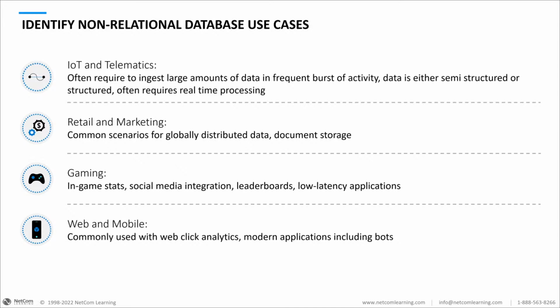So how to identify non-relational databases, and a use case for why I would want to use one. IoT: we mentioned earlier on that IoT can be used with relational databases, but generally speaking, because of the amount of data being collected from an IoT or telematics type of device, it's going to be frequent large bursts of data and large bursts of activity. That data is better off put into semi-structured or unstructured data and requires more real-time processing. And so we would probably want to put it in a non-relational database.